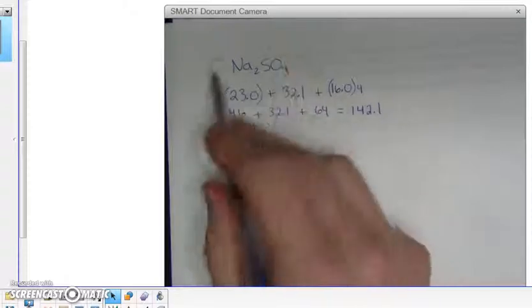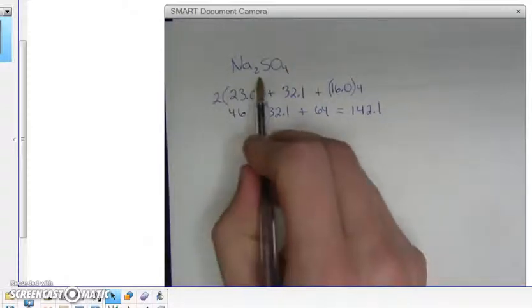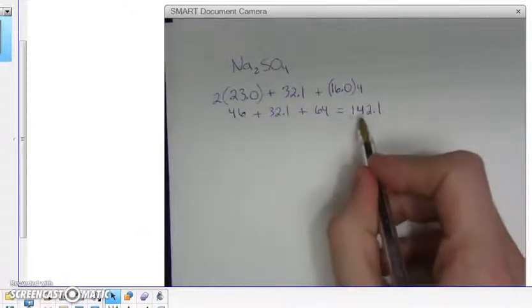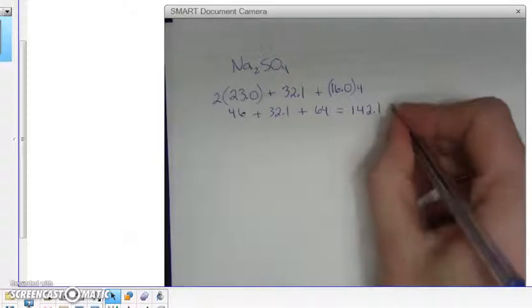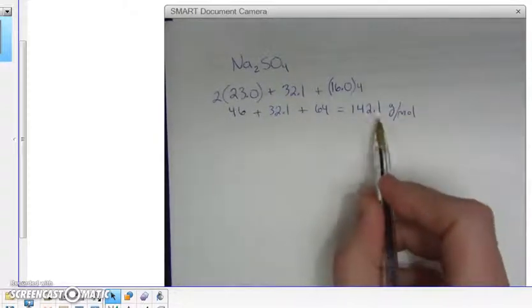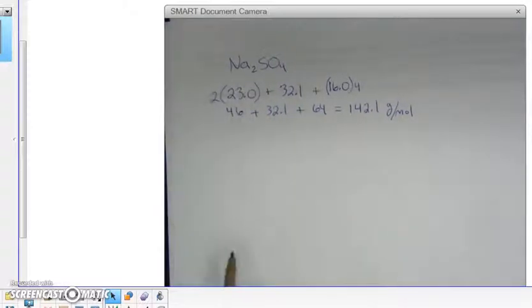What I did was I added up all of my atomic masses of my sodium, my sulfur, my 4 oxygen, and I found it to be 142.1, and my units are always going to be grams per mole. So there's 142.1 grams per 1 mole of sodium sulfate.